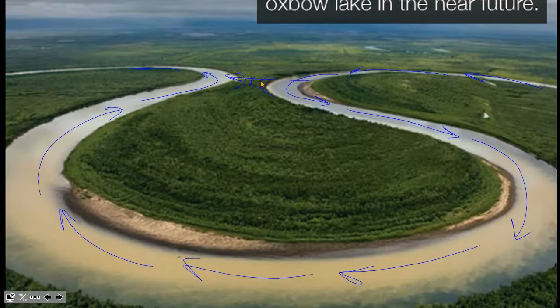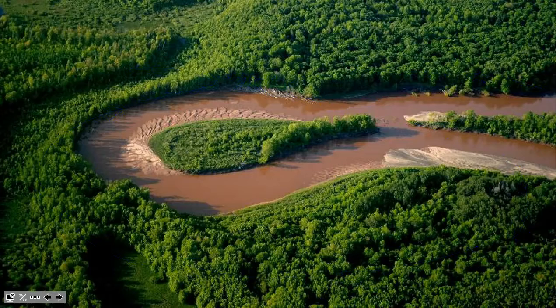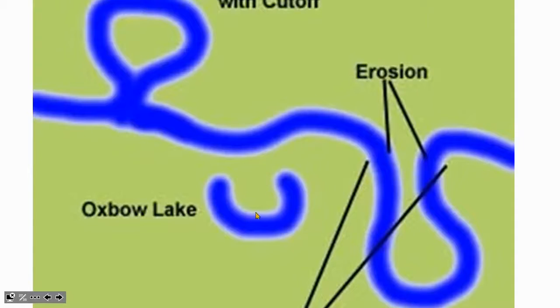But right here, if we have erosion on the outside of the meander here and erosion on the outside of the meander here, they're going to break through. And when they break through, all of this water is no longer going to be a river. All of that water is going to be a lake. You can see the process happening here. The water did flow around this way, but now it's starting to break through right here. Now the river is just going to flow this way. All of this water is just going to sit and become a lake. We call that lake an oxbow lake.